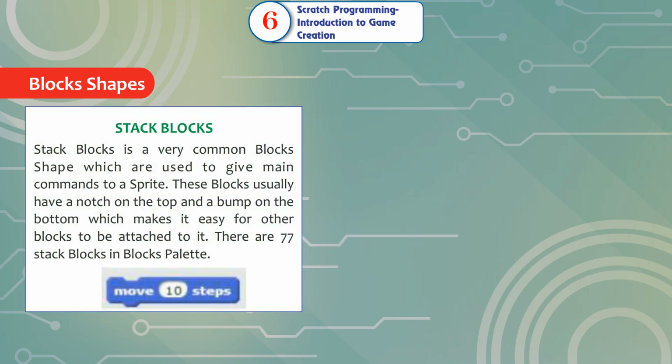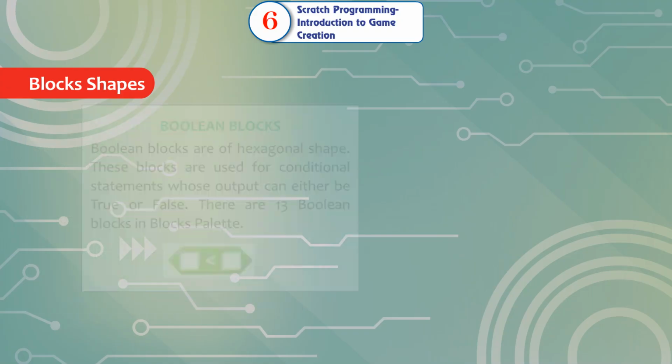Stack blocks. Stack blocks is a very common block shape which is used to give main commands to a sprite. These blocks usually have a notch on the top and a bump on the bottom, which makes it easy for other blocks to be attached to it. There are 77 stack blocks in the blocks palette.